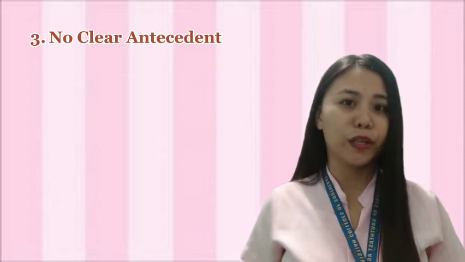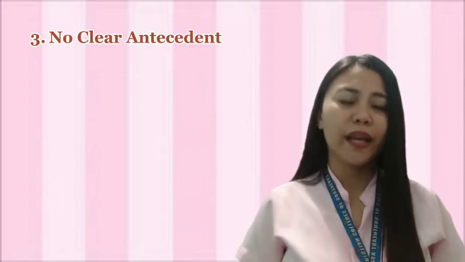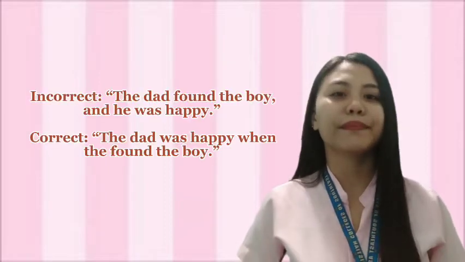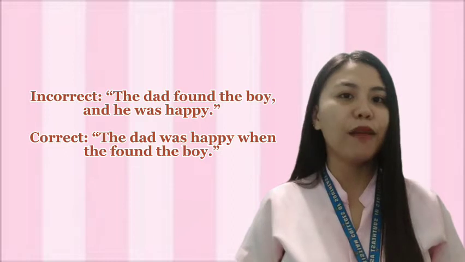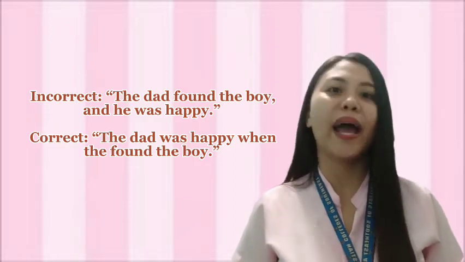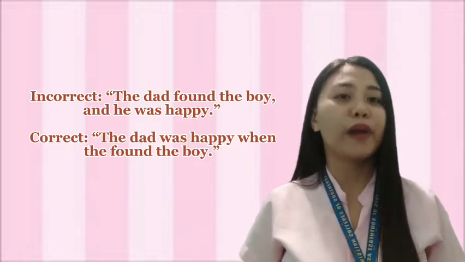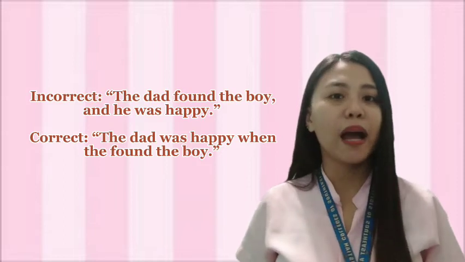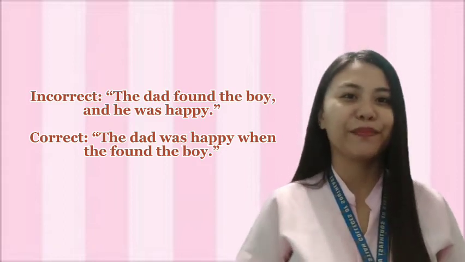Another is no clear antecedent. An antecedent is a word that comes before a pronoun and helps the reader understand what the pronoun means. Generally, you can clear up this confusion by rearranging the wording. For example, the dad found the boy, and he was happy. The correct version is: the dad was happy when he found the boy.